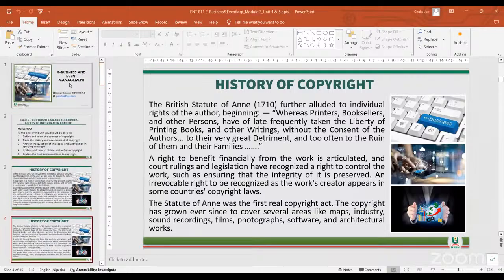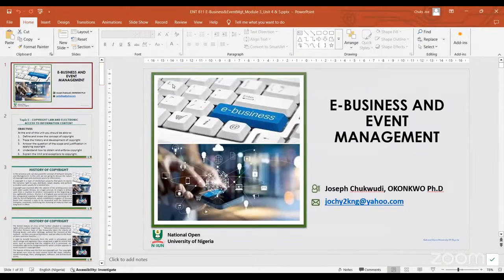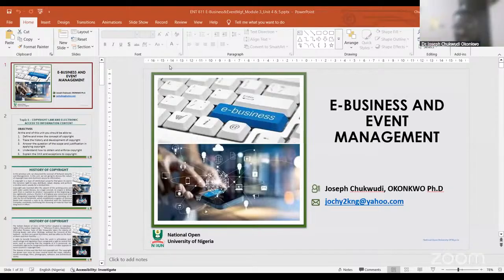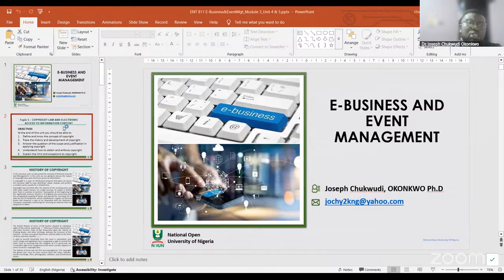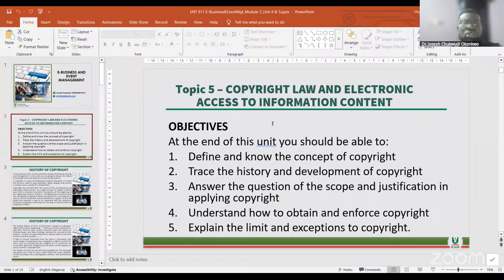Anyone that wants to go into e-business must understand the meaning and the need for copyright. So, as a way of introduction, today's topic is copyright laws and electronic access to information content.